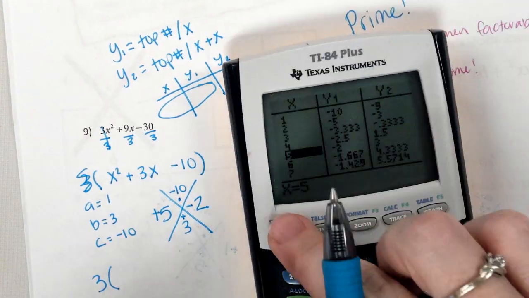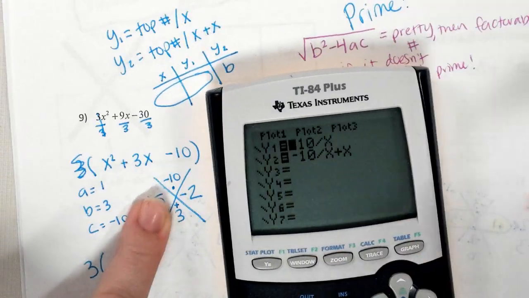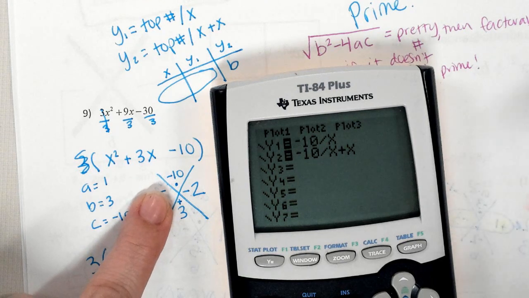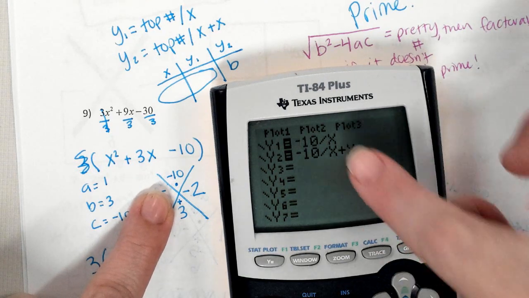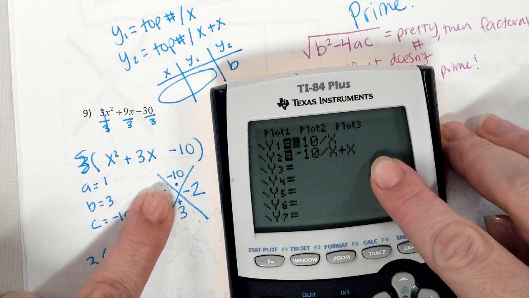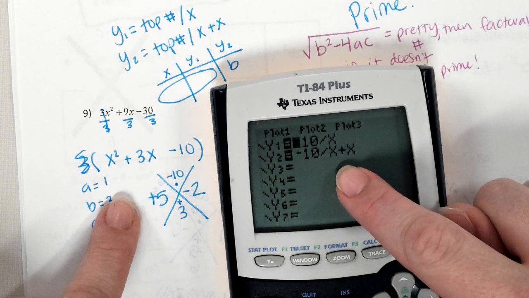You go to your y equals, you type your top number. My top number here was negative 10. If you forget your negative, this will not work. So if it's negative, make sure you type a negative. So top number divided by x, top number divided by x plus x.